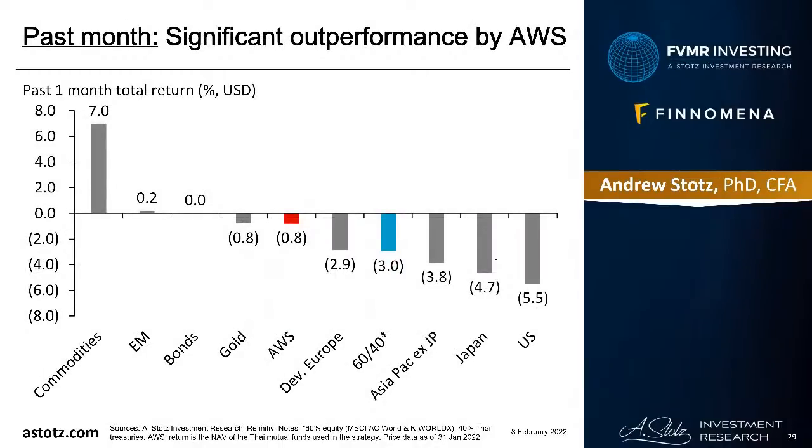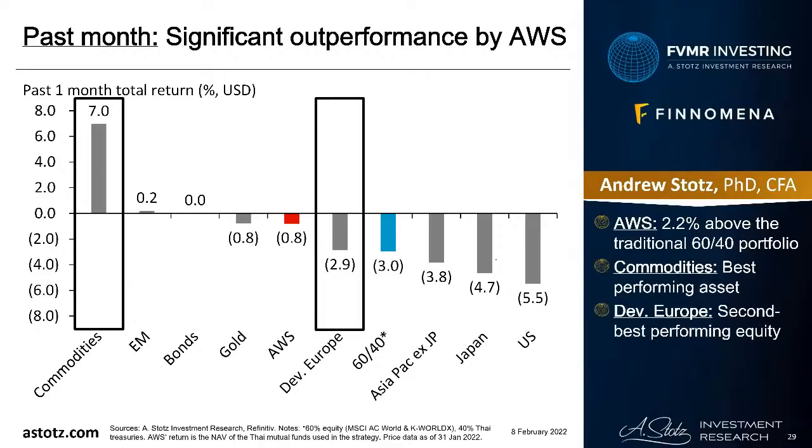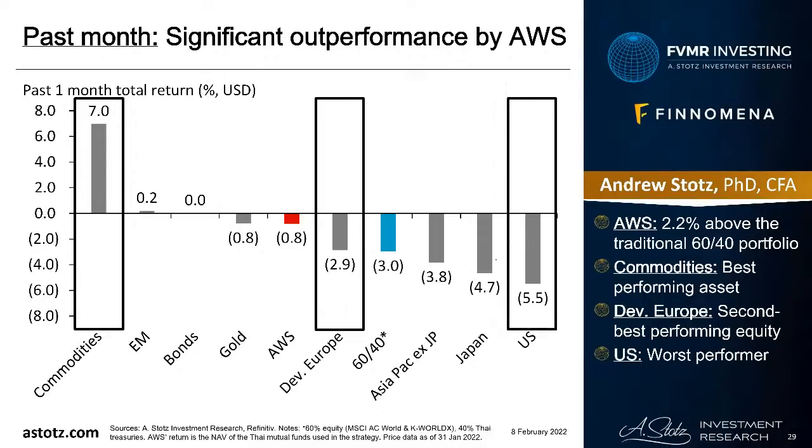So now let's look at the 1 month performance. Remember that this is a long-term portfolio, so I don't like to look at monthly, weekly, daily, but I do update the numbers and go through it and get an idea. Here we can see all of the different asset classes and the different stock markets that we invest in with AWS. Basically the performance was about 2.2% above the traditional 60-40 portfolio. The best performing asset was commodities, which was up 7%. Developed Europe was the second best performing equity, which was down 2.9%. And then we also had the worst performer, the US market, in there. But luckily the commodities ended up offsetting that, right?